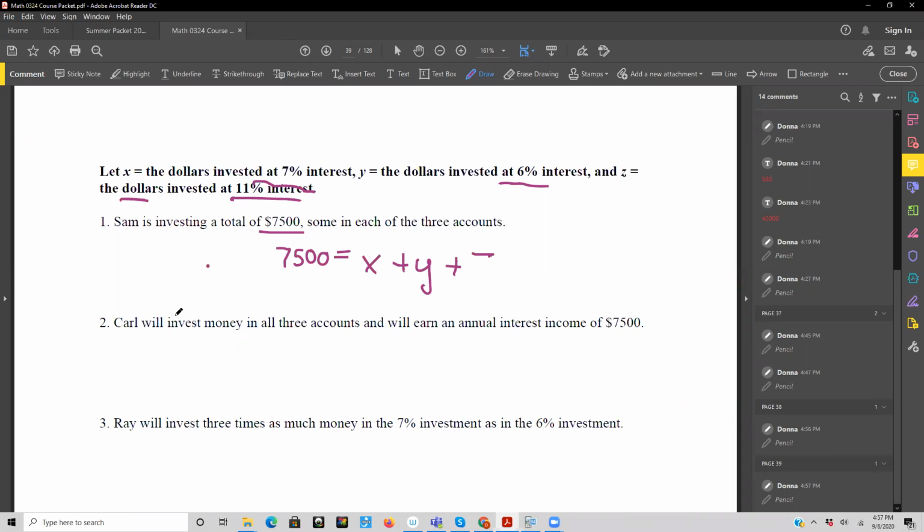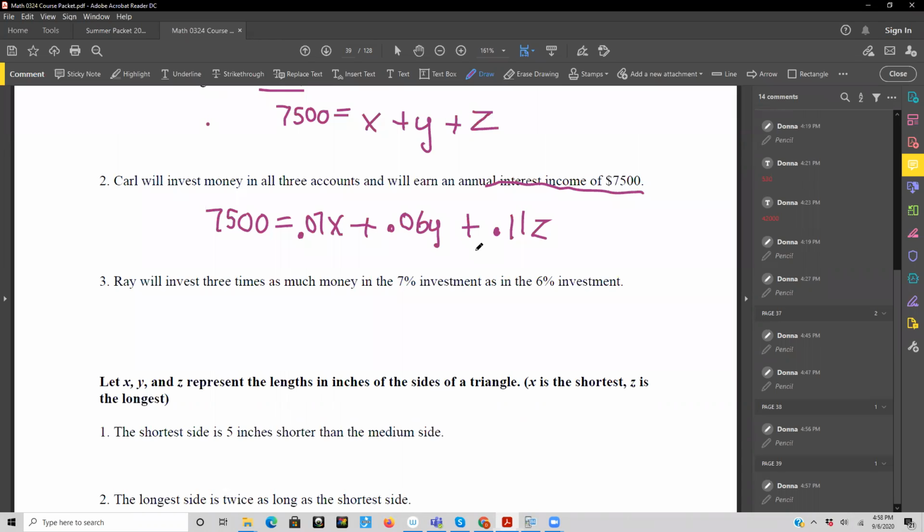Okay. Now, Carl will invest money in all 3 accounts and will earn an annual interest. Now, this is different. Now we have the interest. So the interest income is 7,500. So the interest from X would be the money, which is X, times the interest rate, which is 0.07. That's going to be the interest. And then for Y, the interest is 6%, so it's 0.06 times the money. And for Z, it would be 11%, 0.11 times the money. Okay? So here we're talking about interest, so we have to multiply by the interest rates, whereas above we were just talking about the money, so it's just the total money.